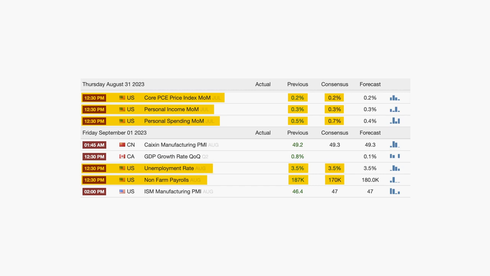On Friday we also have the US manufacturing PMI, where the figure is expected to rise slightly but still remain under the 50-point mark, meaning that the manufacturing sector in the States is not expanding and could potentially create losses on the greenback.